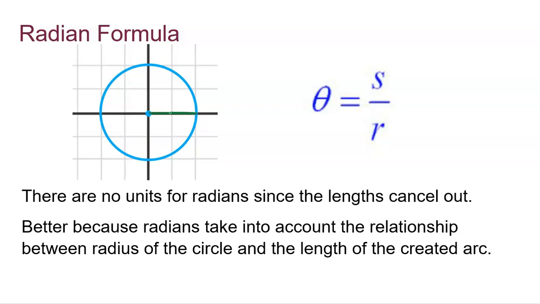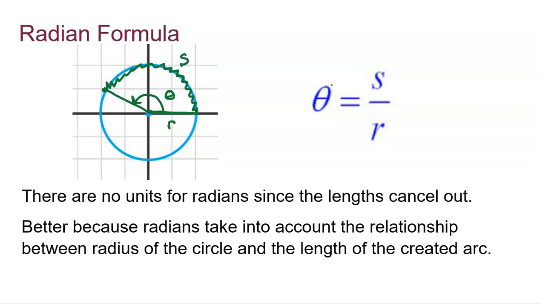So let me just draw you another example here. If here's my radius right here, r, and I swing an angle way over to here, that's going to be a pretty big angle, right? And I say, all right, I want to measure that angle. Well, I'm just going to take the length of the subtended arc, the length of the arc created, and I'm going to divide it by the radius. And that ratio between the arc created and the radius is going to get me my radian measurement.